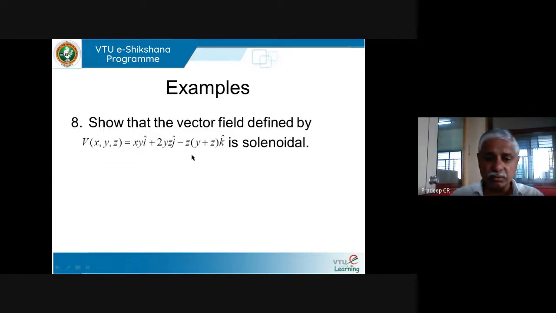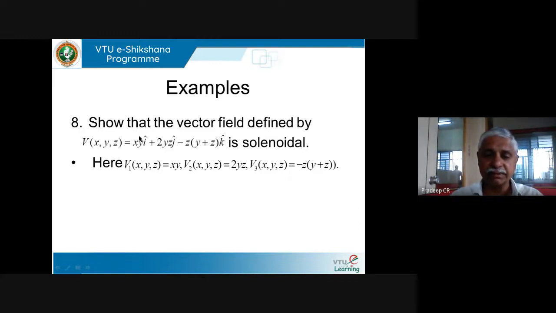All you have to do is to find the divergence of this. How do I find divergence of this? Pick up the i component, differentiate with respect to X. Pick up the j component, differentiate with respect to Y. Pick up the k component, differentiate with respect to Z. Let us do that. So which is the i component? xy, correct? This is the i component, and this is the j component, 2yz, and this is the k component, minus z into y plus z. Now differentiate V1 with respect to X, then I'll get y.